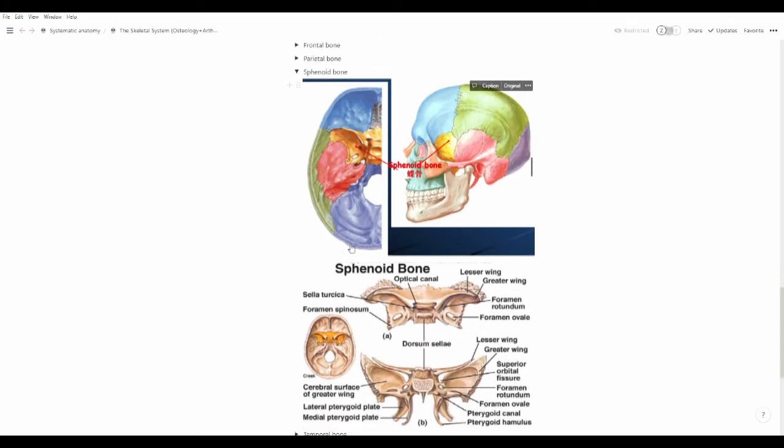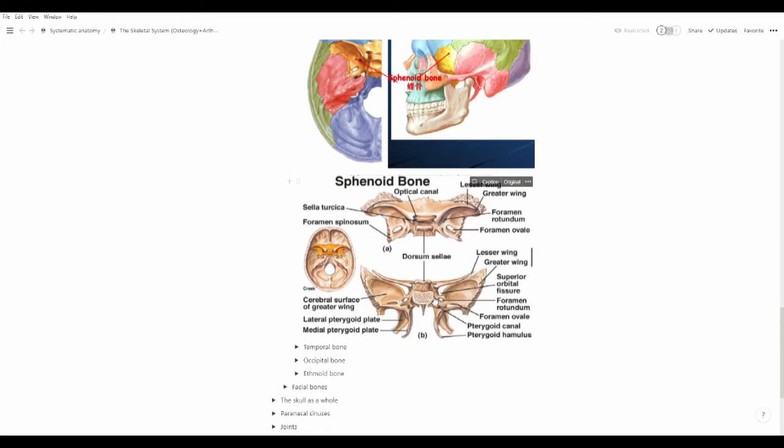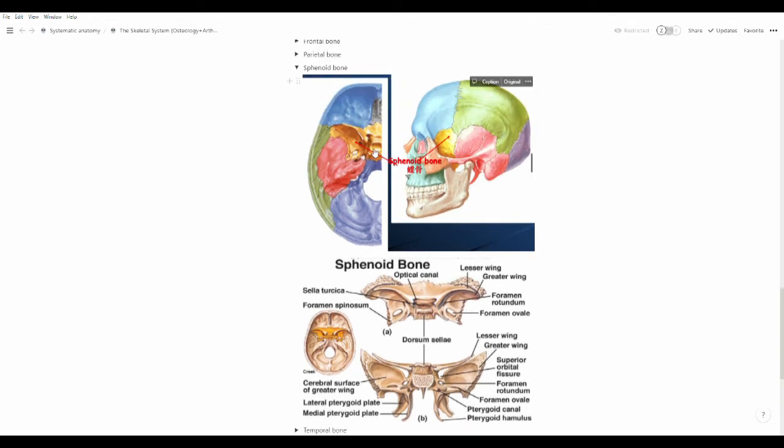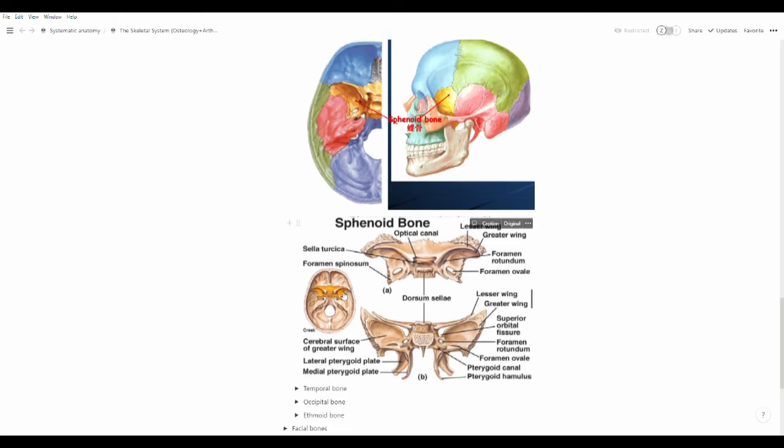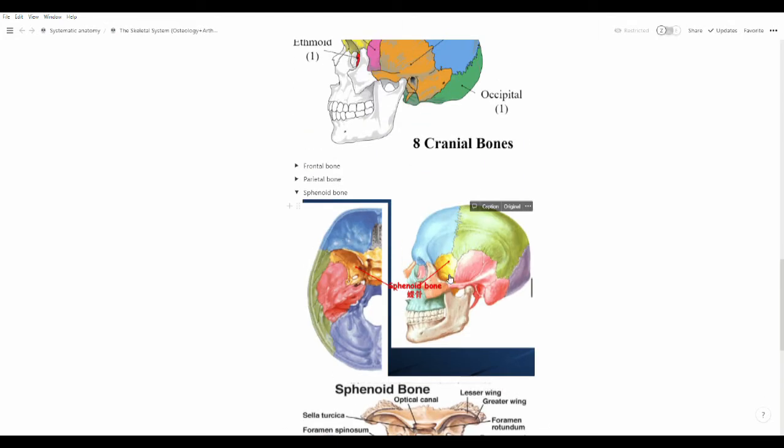Next up, we have the sphenoid bone. The sphenoid bone is very interesting because it's called the butterfly bone. If you look at the bottom of the skull from the inside, you're going to see the sphenoid bone looking like a butterfly, and it has a greater wing and a lesser wing. This is a lesser wing of the sphenoid bone, and this is a greater wing. Very interesting stuff. That's where it is, nothing else to talk about in particular. Just need to know where it is.